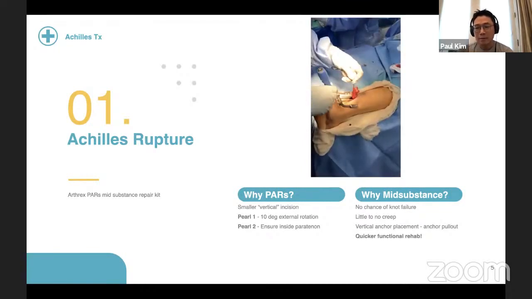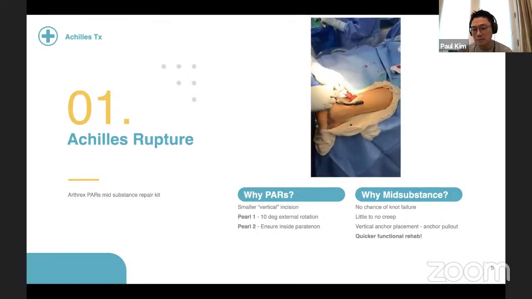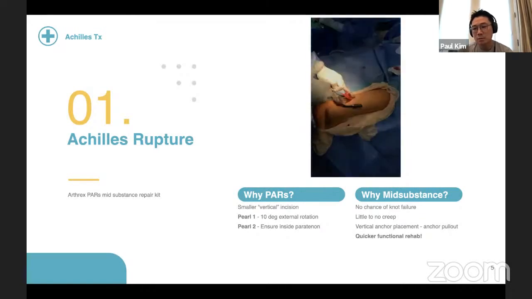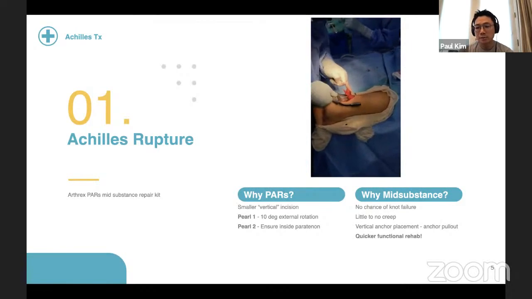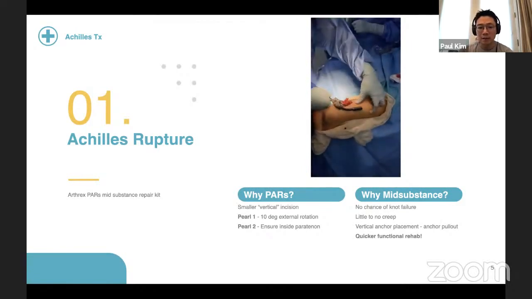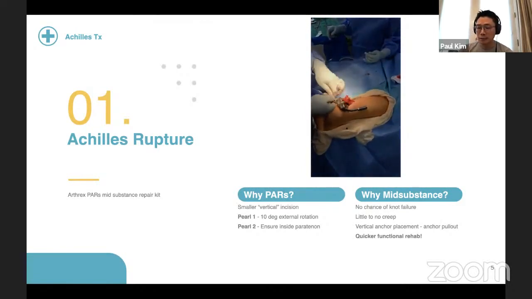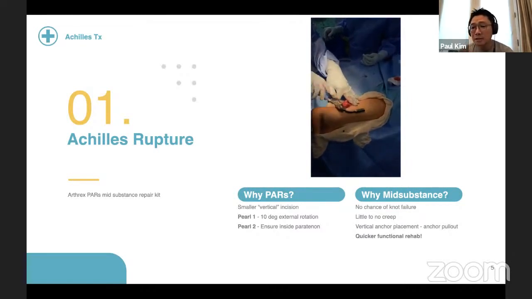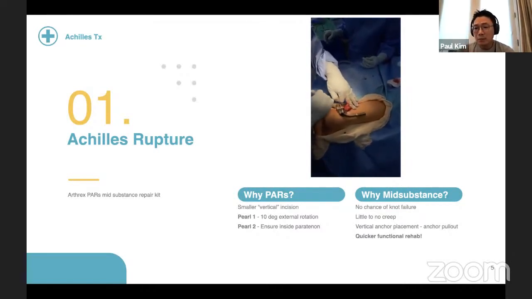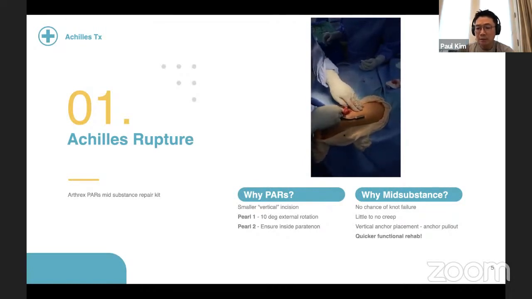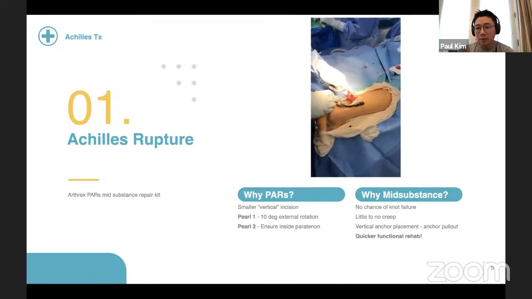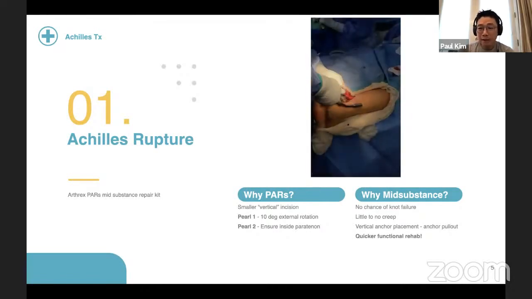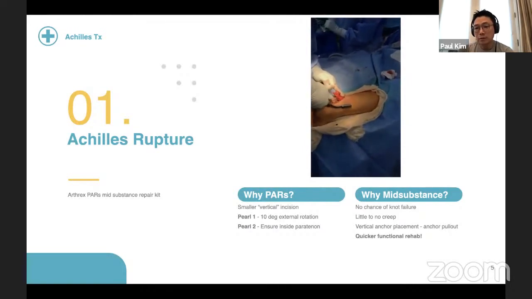So why do I like the mid-substance kit? So what is the mid-substance kit? Well, the mid-substance kit is basically using the PARS device, passing the sutures through the distal stump and anchoring it into the calcaneus with BioComposite tenodesis screws. So why is that important? Well, because you have no chance of knot failure. There's little chance of creep, and the vertical anchor placement, even though the anchor might pull out a little bit, doesn't bother people. And also, the biggest thing is it's a quicker functional rehab.